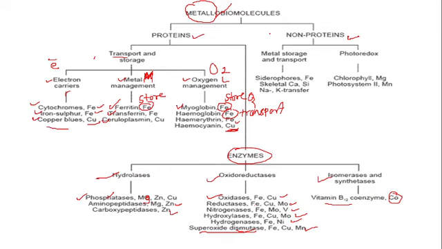Okay, second type of biomolecule, that is what? Non-protein biomolecules. These are divided into two types. First, metal storage and transport, and second, photoredox. In the metal storage and transport, there are three examples: siderophore, which contains Fe; skeletals, which contain calcium and silicon; and the sodium potassium transfer, also called the sodium potassium pump. All these three examples we will learn in detail.